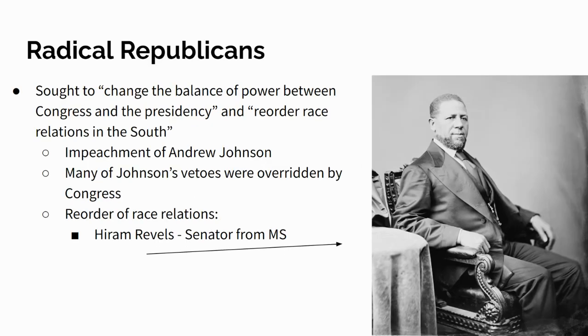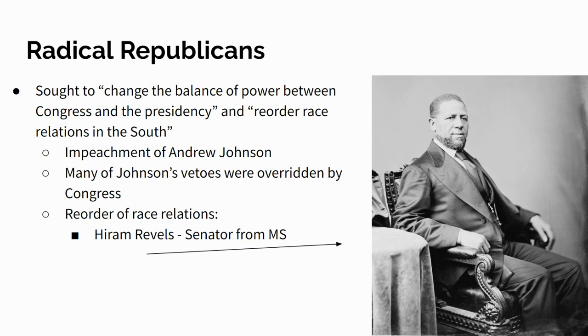All right. The people who are kind of in charge of radical Reconstruction, we're going to call radical Republicans. Okay, so radical Republicans want to change the balance of power between Congress and the presidency, and they think that Congress should have more power, and they want to reorder race relations in the South, meaning they think that black people need to have more rights and power in the South than they currently did, obviously before the Civil War, but even during presidential Reconstruction immediately afterwards. Okay, so how does this happen?